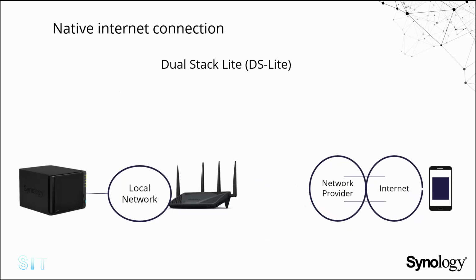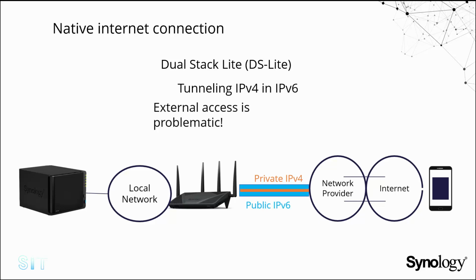The same applies to Dual Stack Lite, DS Lite for short. Dual Stack Lite is virtually a mixture of IPv4 and IPv6. Here, IPv4 packets are tunneled into IPv6. So you don't have a public IPv4 address like on a native connection, but a private IPv4 that you can't reach from outside. This connection has become the standard for many internet providers in the last years and posed a problem for many customers because the usual external access suddenly stopped working.